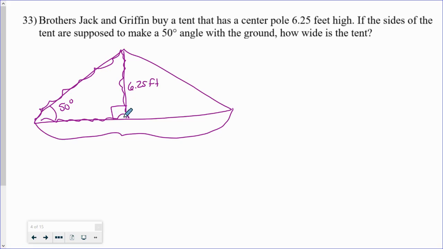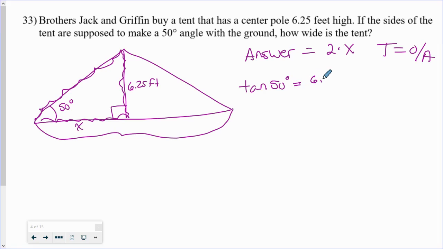because that's a right angle. So I'm going to put this as x, and my answer is 2 times x, or x plus x. But right now I'm going to find half the width of the tent. And so if I do that, relative to this angle, I have opposite over adjacent. That's why I said tangent before on the previous problem. I was looking to the next problem on my page. Sorry about that. So tangent of 50 is the right tangent is opposite over adjacent. Tangent of 50 is the opposite, which is 6.25 over the adjacent, which is x.